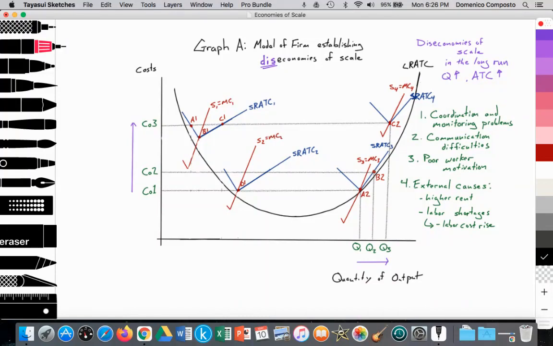All right. Thus, at this point, at point B2, the entrepreneur has 2 choices. Number 1, they can fire the fourth, fifth, and sixth worker and return to point A2. That would mean reducing the quantity of output from Q2 to Q1, but it would have achieved costs falling from CO2 to CO1.